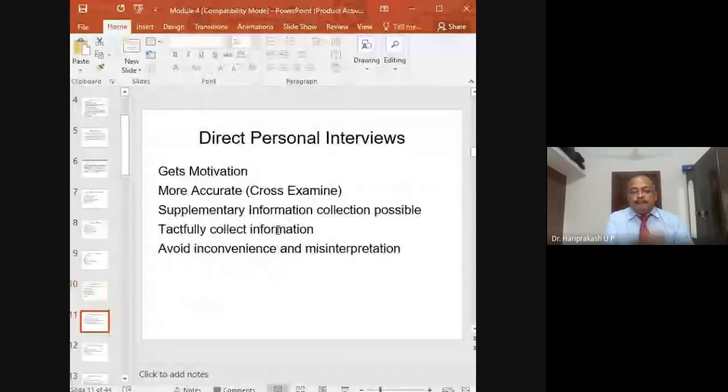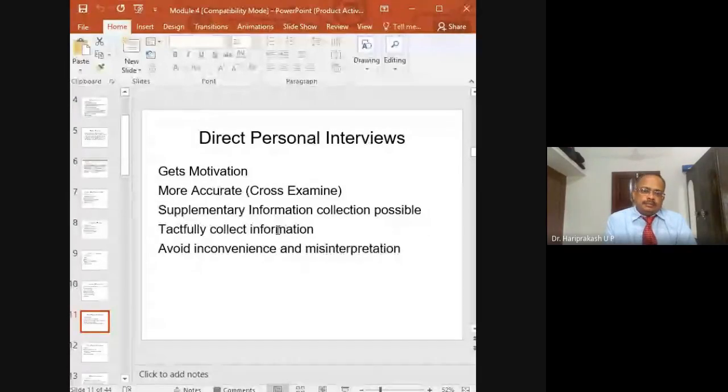Then the other type of primary data collection is the direct personal interview. So in this, what happens? The person who wants to collect data asks questions of the other person, the respondent, and collects the data, something like an interview. In this process, there is motivation. When some person is sitting in front of you or somebody is asking directly, you get motivated to answer and respond. That motivation is there.